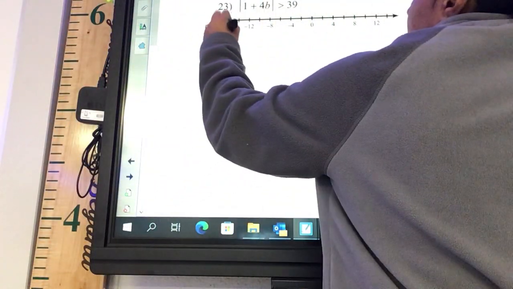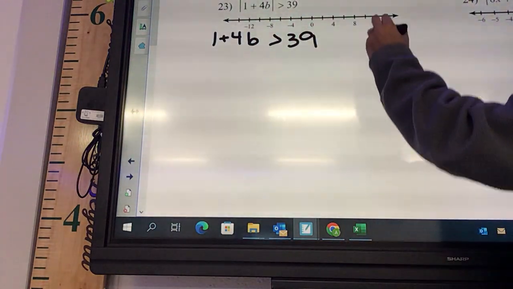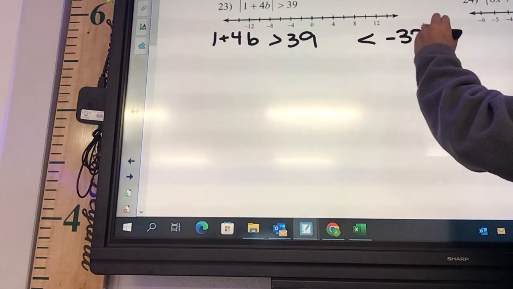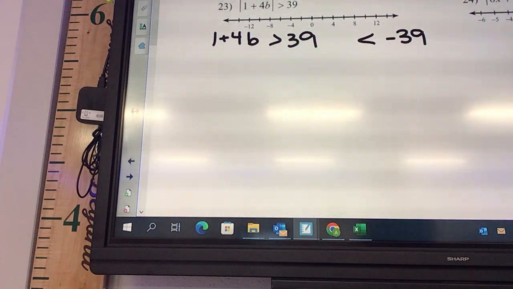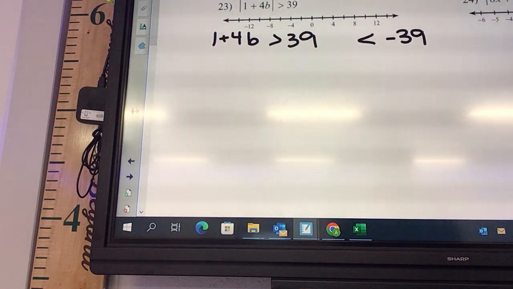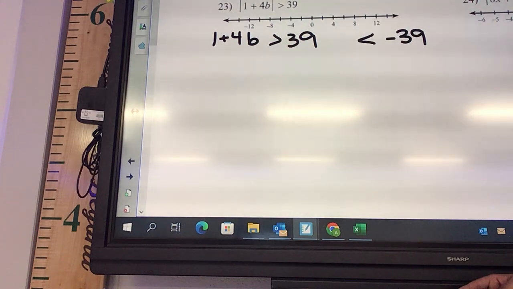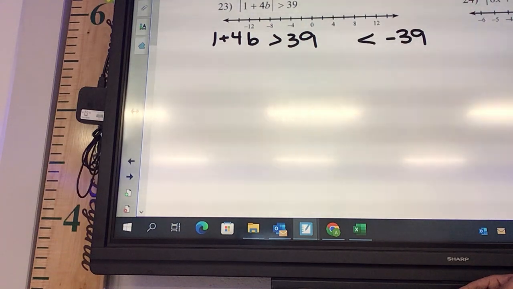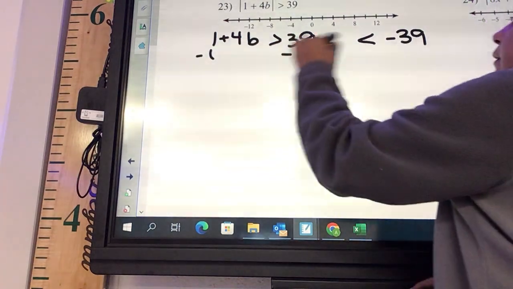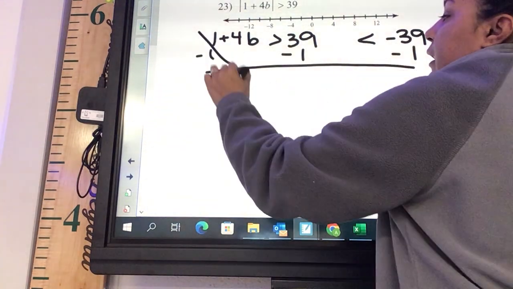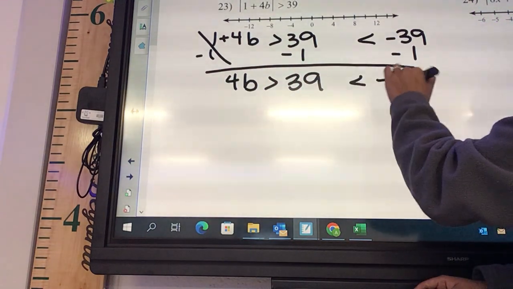I got 1 plus 4b, it's 39, and I'm gonna flip it and make it a negative 39. What's gonna be our first step? Let's go, peeps. What's our step 1? Subtract 1. Okay, so I got 4b, that's gonna give me 38, and negative 40.